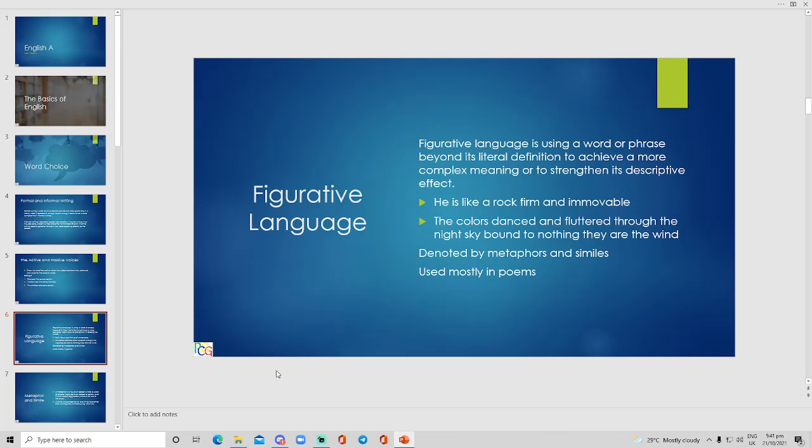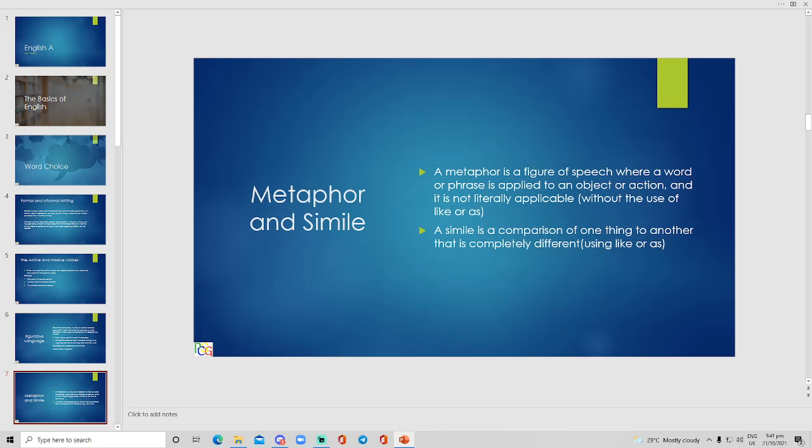And then for metaphor, I'm going to give you a quick example of metaphors and similes right now. A metaphor is a figure of speech where a word or phrase is applied to an object or action and is not literally applicable. We do this without the use of like and as, because usually when we use like and as, it becomes a simile. But there's still a bit of a difference where you can use like or as. I did that because there's a much simpler differentiation between the two.